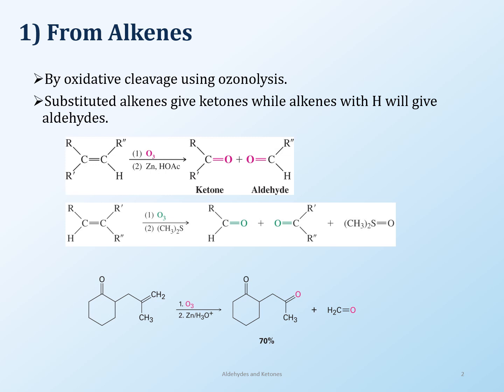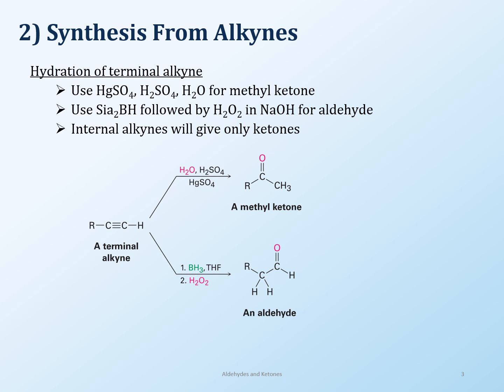The next synthesis is from alkynes, and in alkynes you have two kinds, terminal alkyne and internal alkyne. The example given here is for a terminal alkyne. If you have a terminal alkyne and you use mercury sulfate along with sulfuric acid, you end up getting a ketone, which means your functional group is coming on the internal carbon. If you use borane along with hydrogen peroxide, you will get an aldehyde, which means now your carbonyl is going on the outer or terminal carbon.